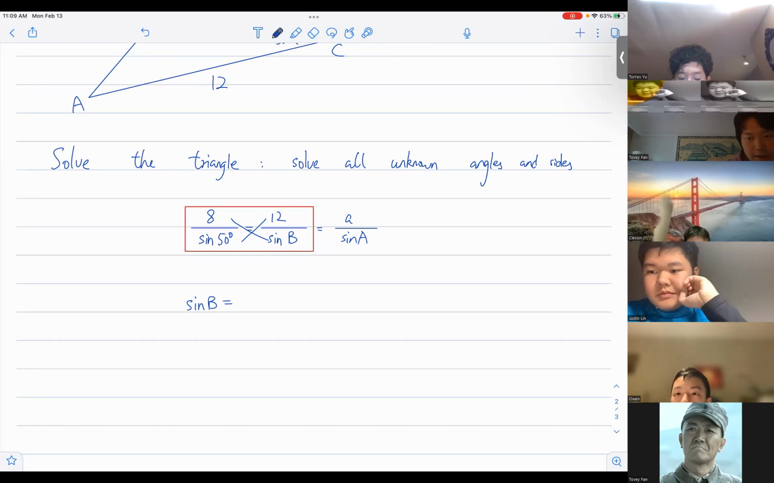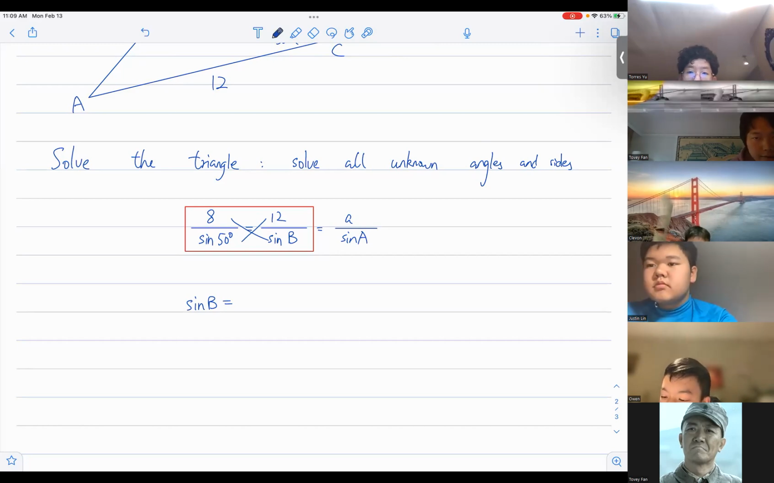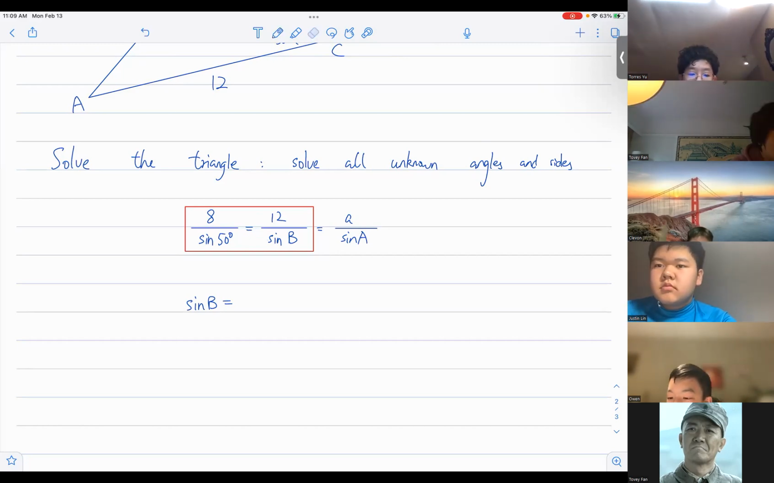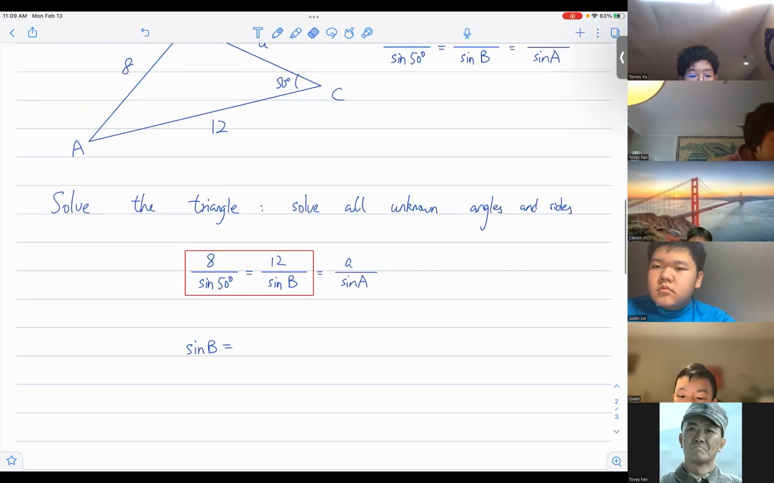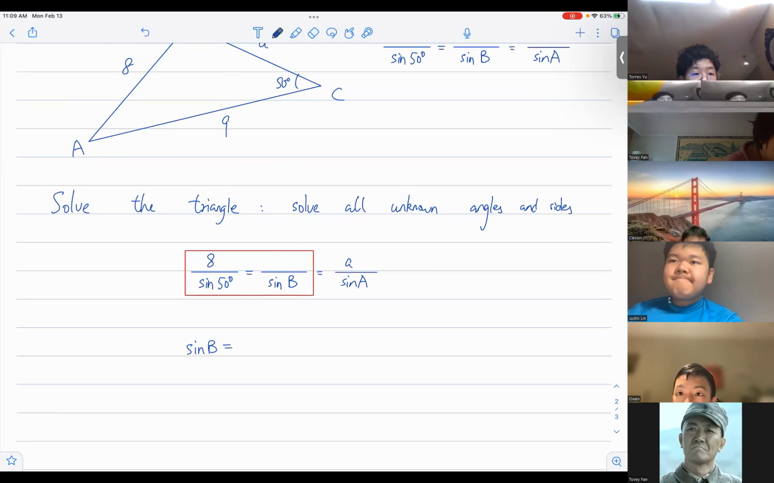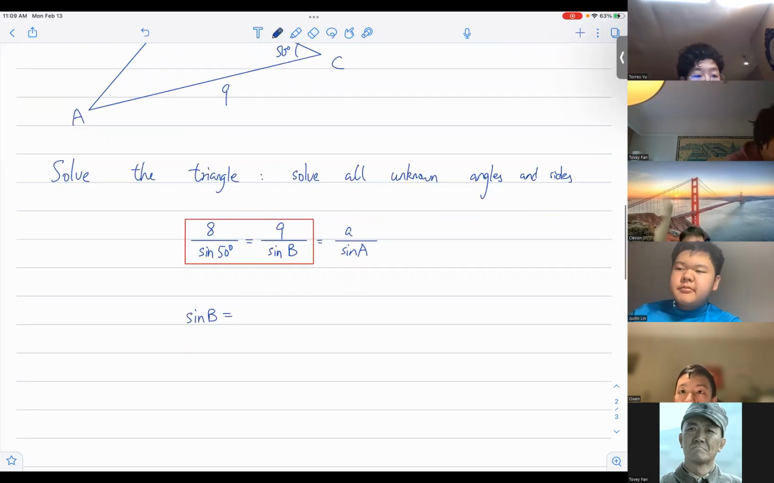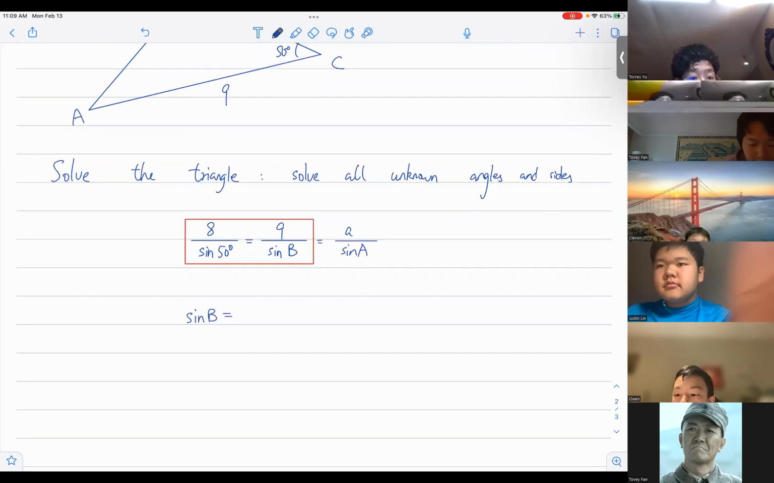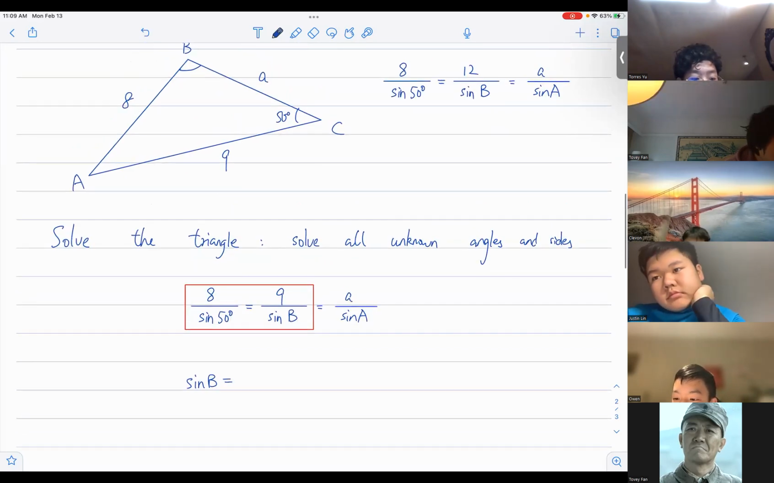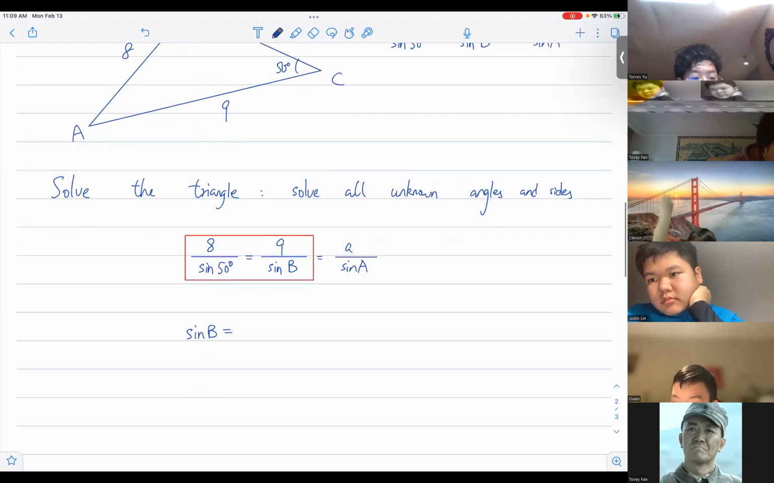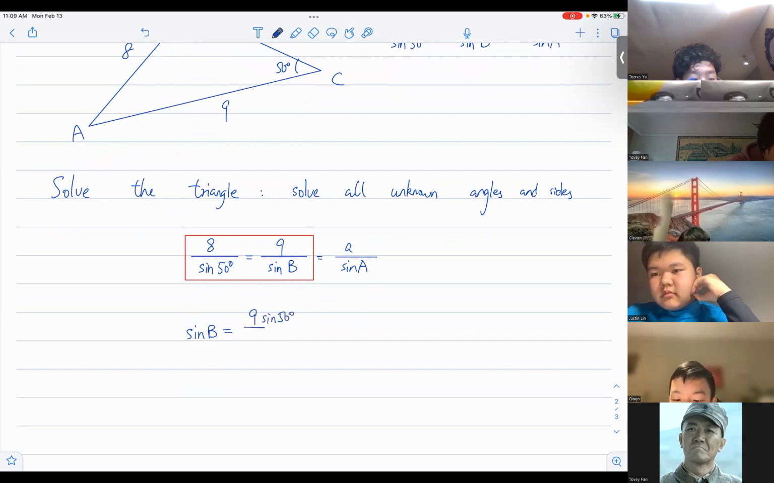Okay, Justin, that makes sense? Cross multiplication, okay? Just try out this value. This 12 is not possible, actually. Okay, so I'm gonna change it to 9. The 12 is impractical. Okay, this is practical. So now we have 9 times sine 50 degrees divided by 8. Okay, correct?